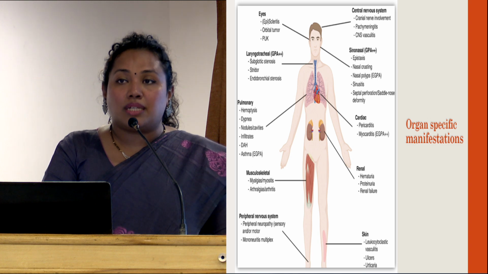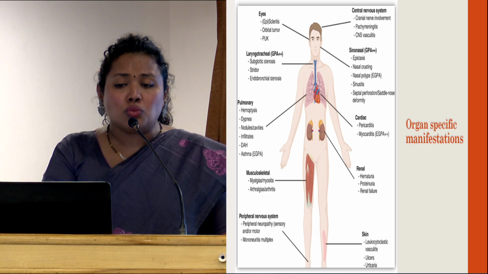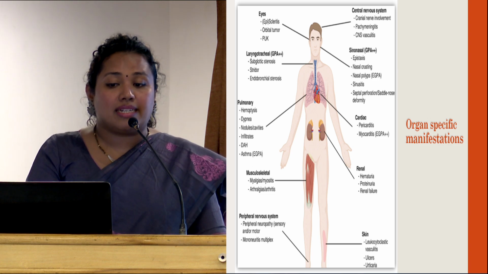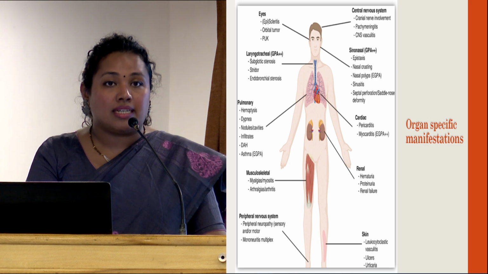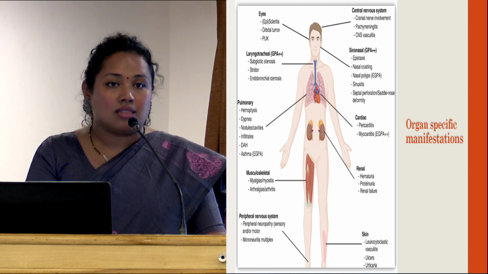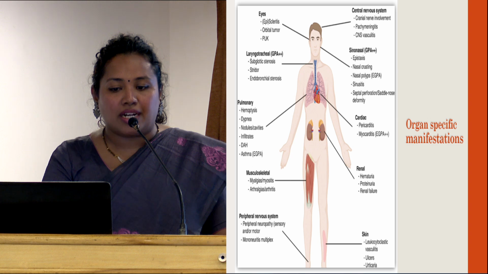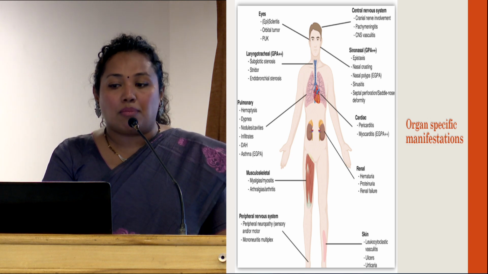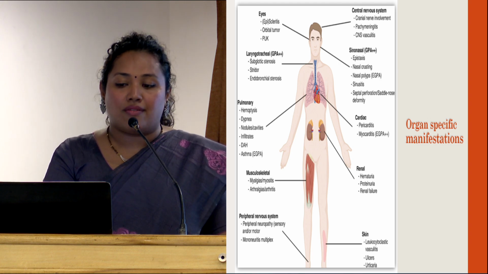In the eyes, we sometimes see recurrent episcleritis or uveitis, or patients presenting with ulcerative keratitis. In the sinuses, we can have nasal crusting, saddle nose deformity and septal perforations. In the lung, patients can have hemoptysis or pulmonary alveolar hemorrhage, which can be catastrophic and life-threatening. In the heart, there can be pericarditis and myocarditis. In the kidneys, the patient presents with hematuria, proteinuria, and can also have renal failure.